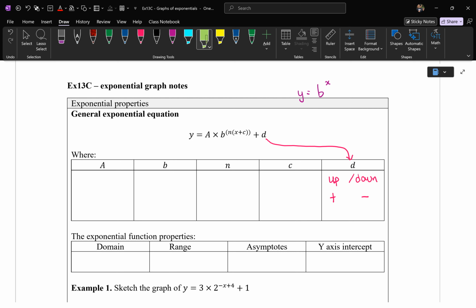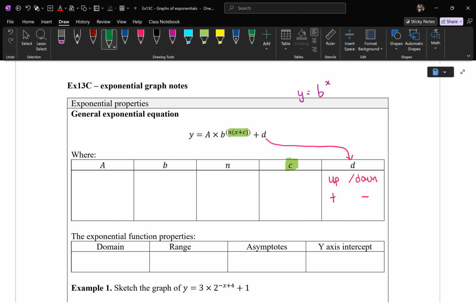I'm going to highlight it. The n times bracket x plus c. Now, I taught you this transformation. I taught you a way to solve if it moves left or right. How do you find out if it moves left or right again? What do you have to do? Make it equal to 0. So that C technically tells you if it moves left or right, but how do you solve it?